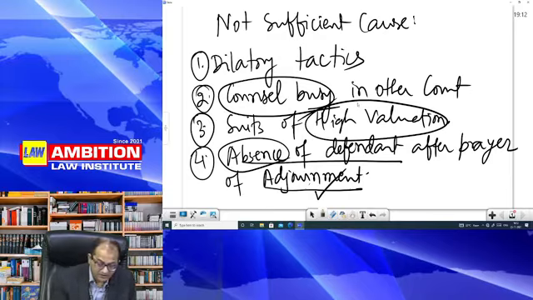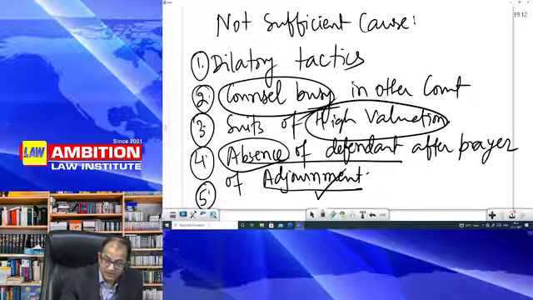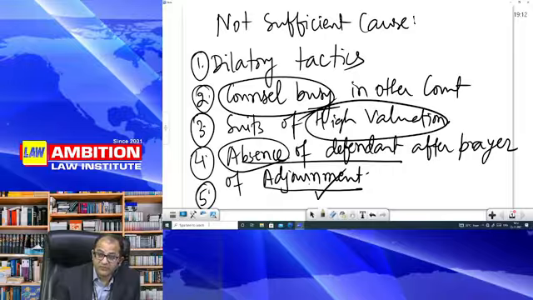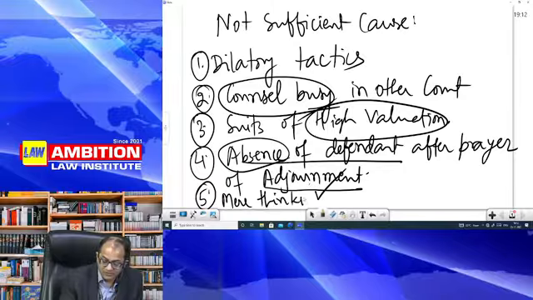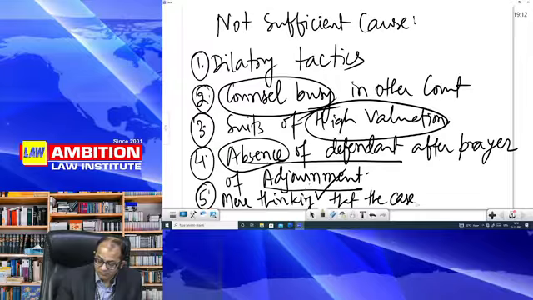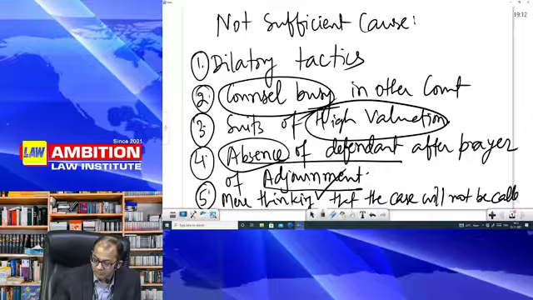Mere thinking that the case will not be called. Now, you may believe that there is a long list, so my case is listed at number 40, so it will not come. Mere thinking that the case will not be called.